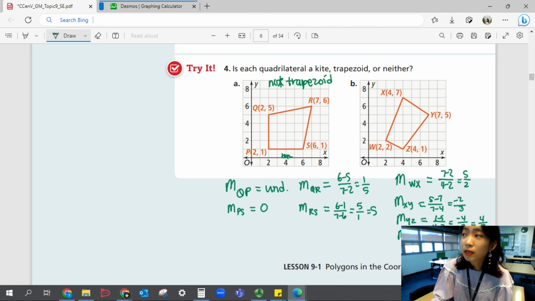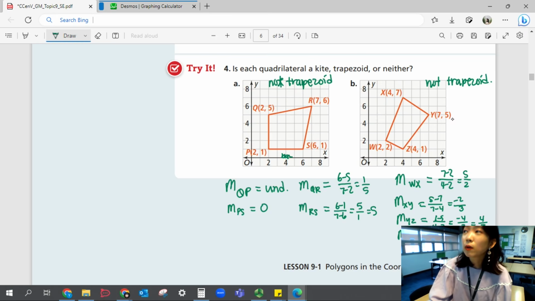And ZW, slope of ZW, 2 minus 1 over 2 minus 4. That's 1 over negative 2. So it's negative 1 over 2. Do you see any same slopes? Nope. So this is not a trapezoid either.